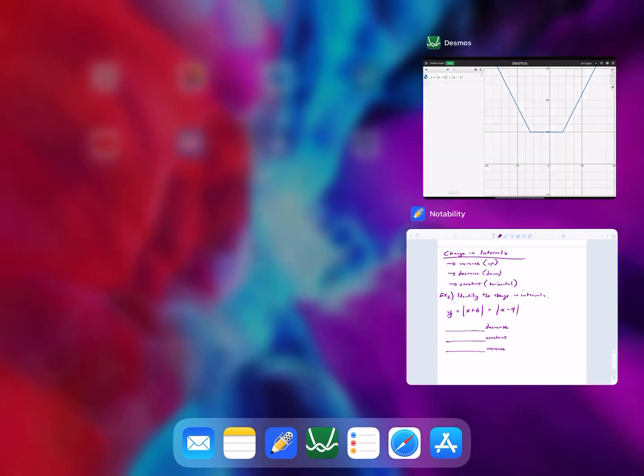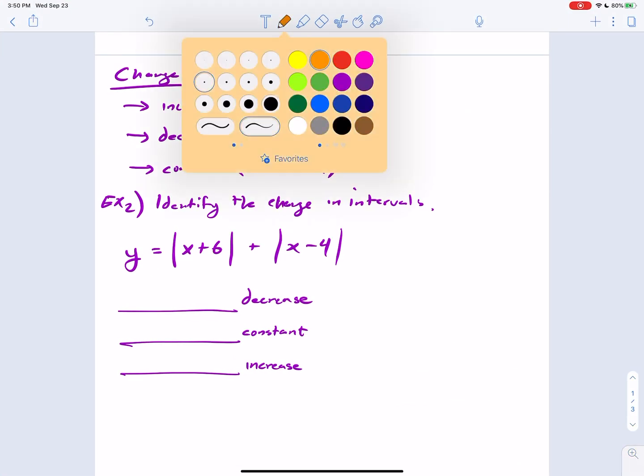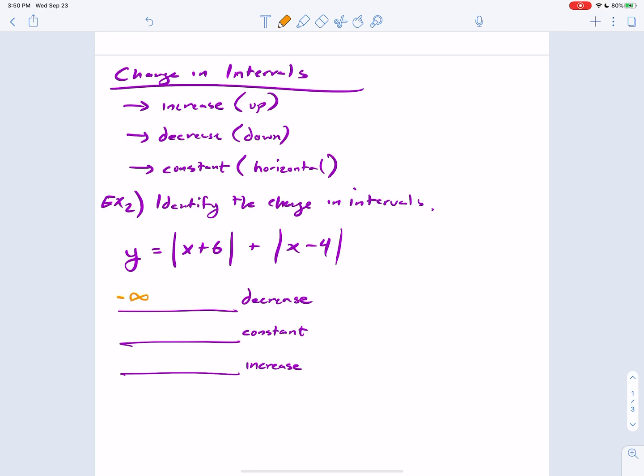So where is the left? How far left can you go? It actually starts at negative infinity. Negative infinity just means far left, all the way up until the negative 6. This is the x value. You will always use the x value. So from negative infinity to negative 6, the function is decreasing.